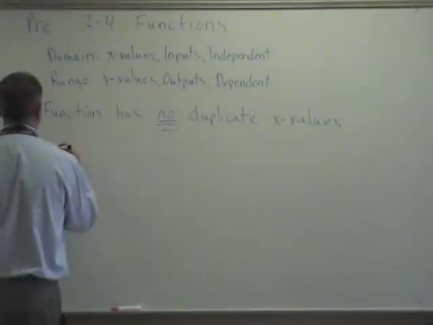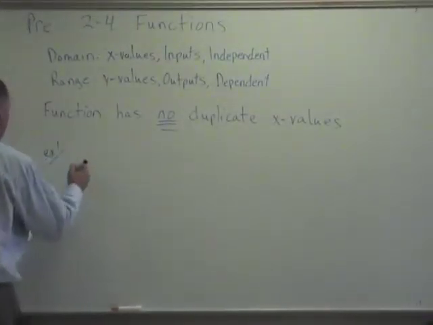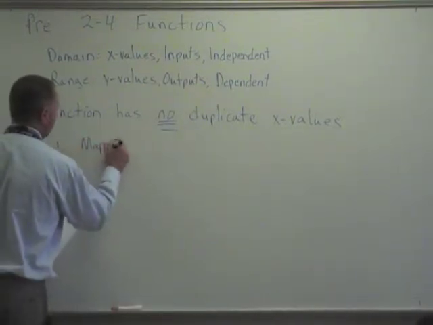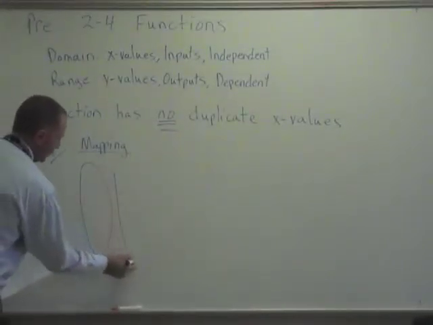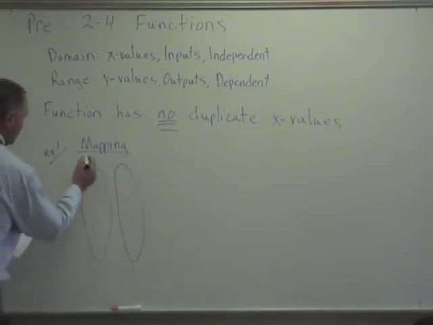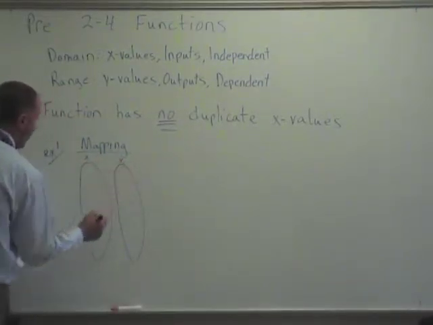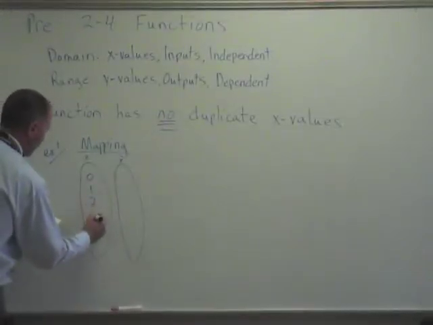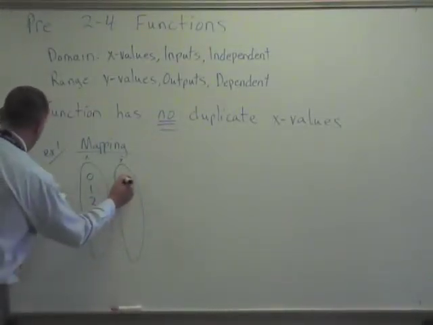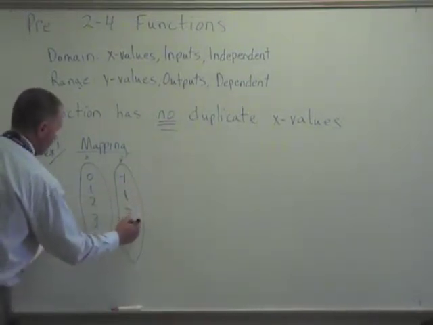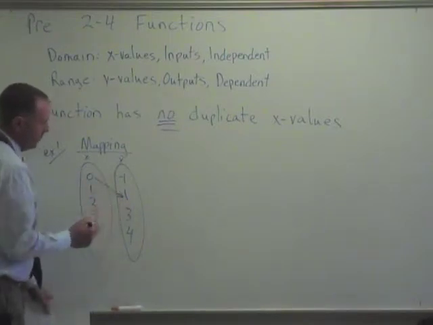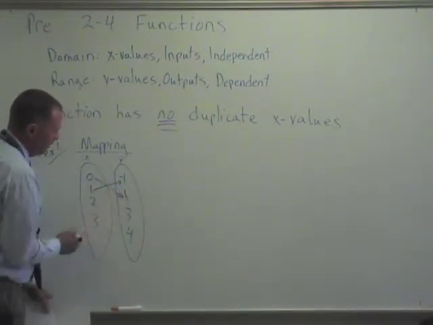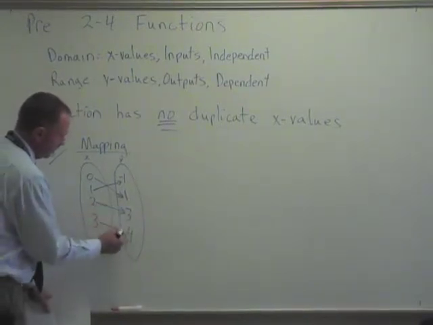All right, example 1. We're going to call this mapping. Different ways of showing domain and range. So let's see what it looks like. It's going to have two circles like this. This will be your x values. These will be your y values. 0, 1, 2, 3. And let's say we have -1, 1, 3, and 4. All right. 0 goes with 1. This 1 will go with the -1. Maybe the 2 goes with the 3, and the 3 goes with 4.